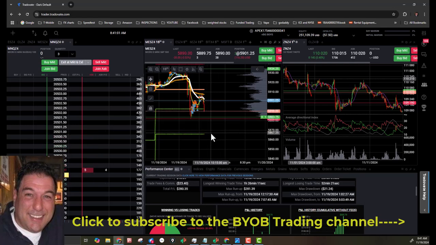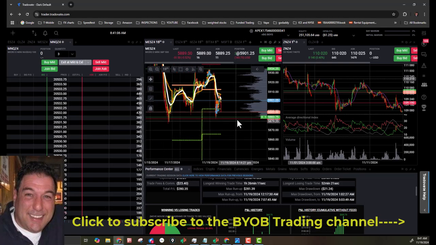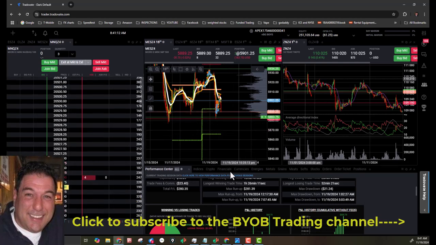Maybe another leg down. We'll see. We'll know soon. Maybe they really want to test the bottom, and the bottom right here is 5,877. They could go lower. We'll see what happens.